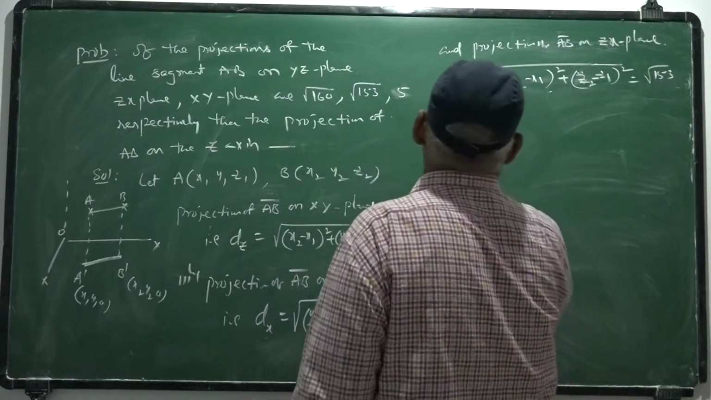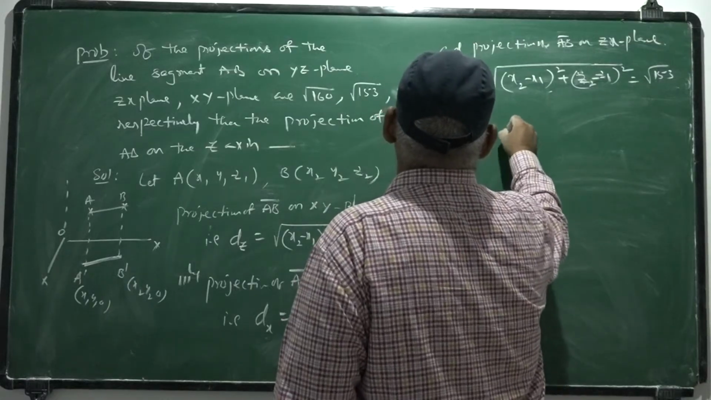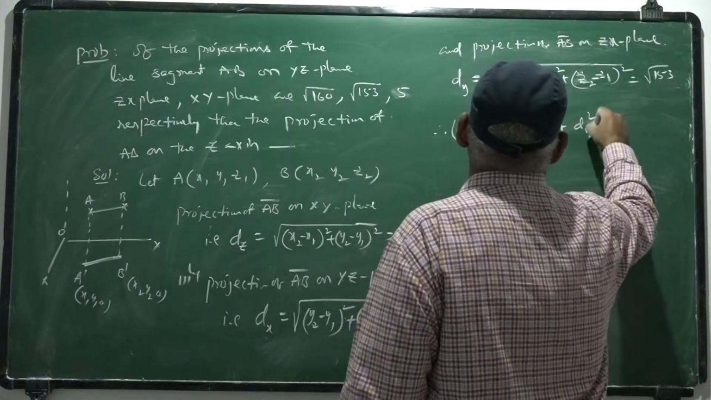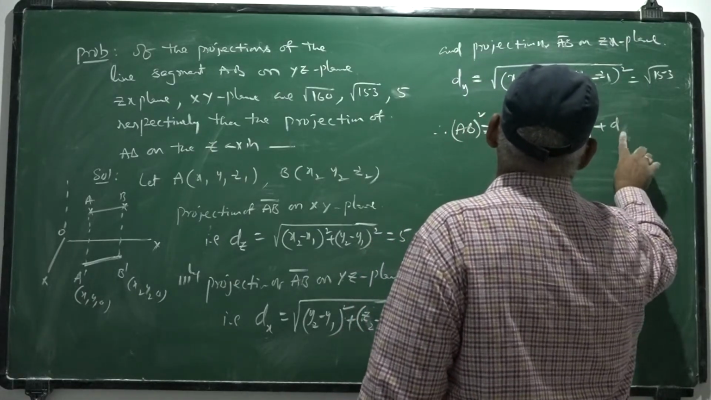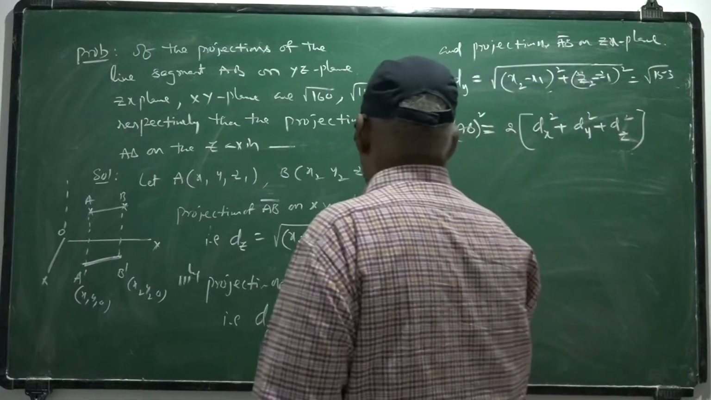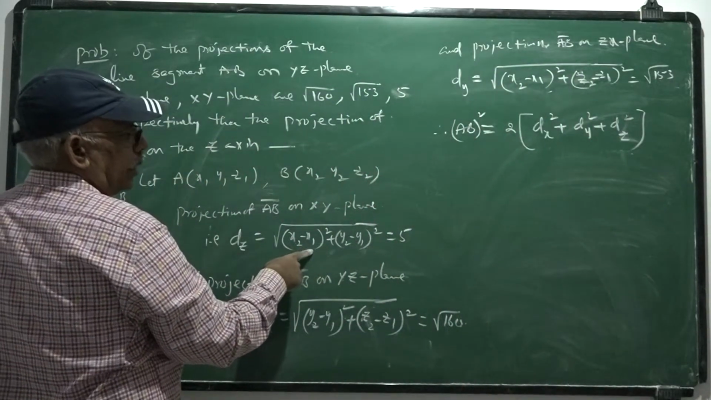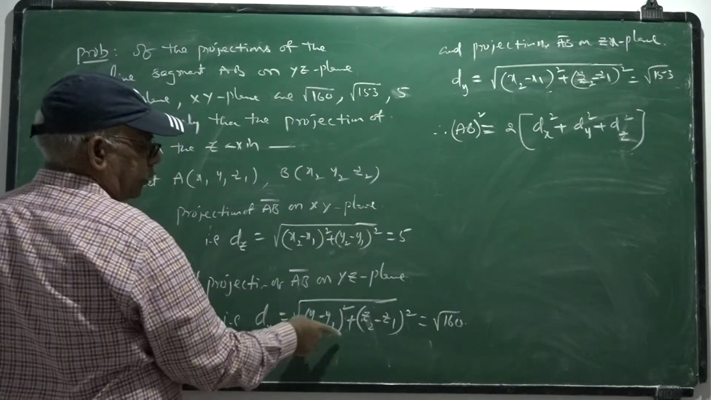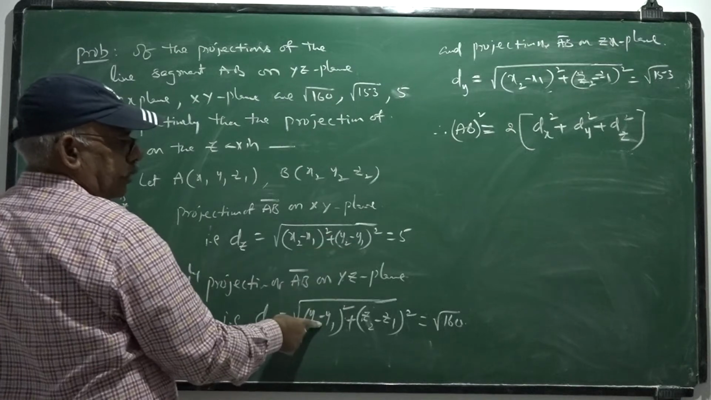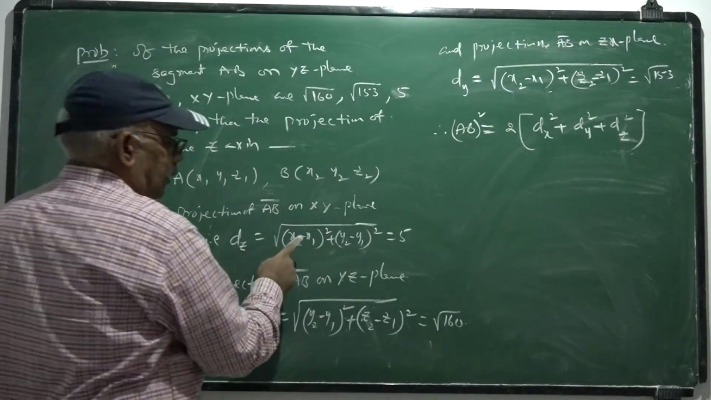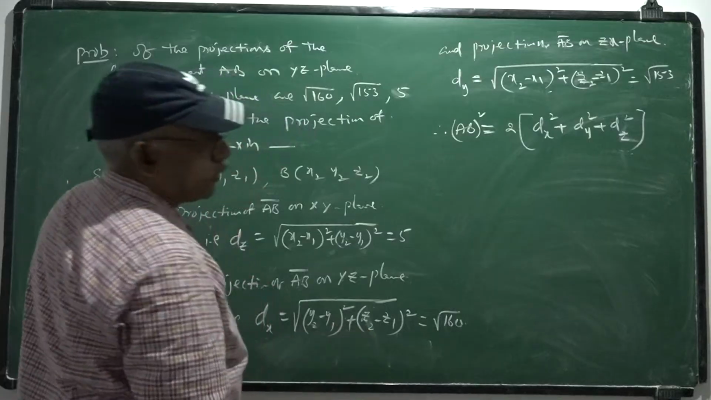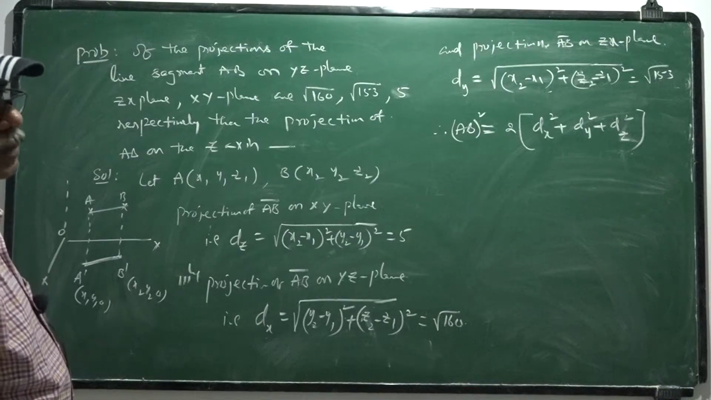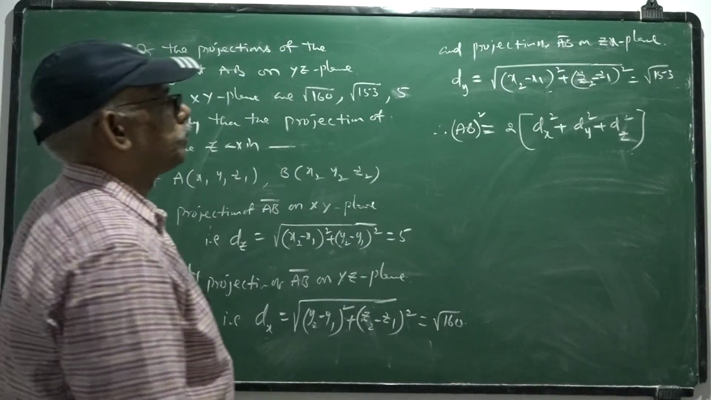AB square equal to, clearly, twice that of dx square plus dy square plus dz square, because squaring we get x2 minus x1 whole square plus y2 minus y1 whole square. Here y2 minus y1 whole square is repeated twice. Similarly, this one repeated twice. This one repeated twice. Hence 2 into dx square plus dy square plus dz square gives us AB square.